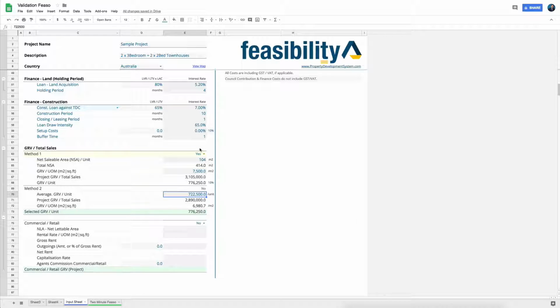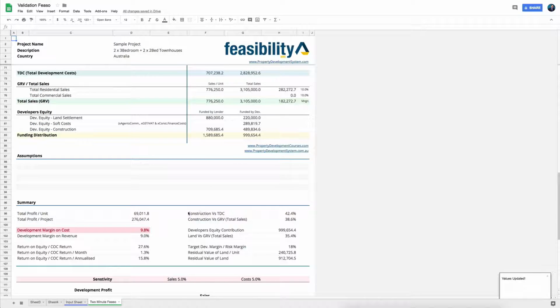So just before I go, let's select method 1 and update this feasibility and see what the numbers look like. And then we can continue with the same example for the international market as well. So let's come back here, and over here we've got 9.8. So even with that, I think it's not working correctly because there is a fair bit here.